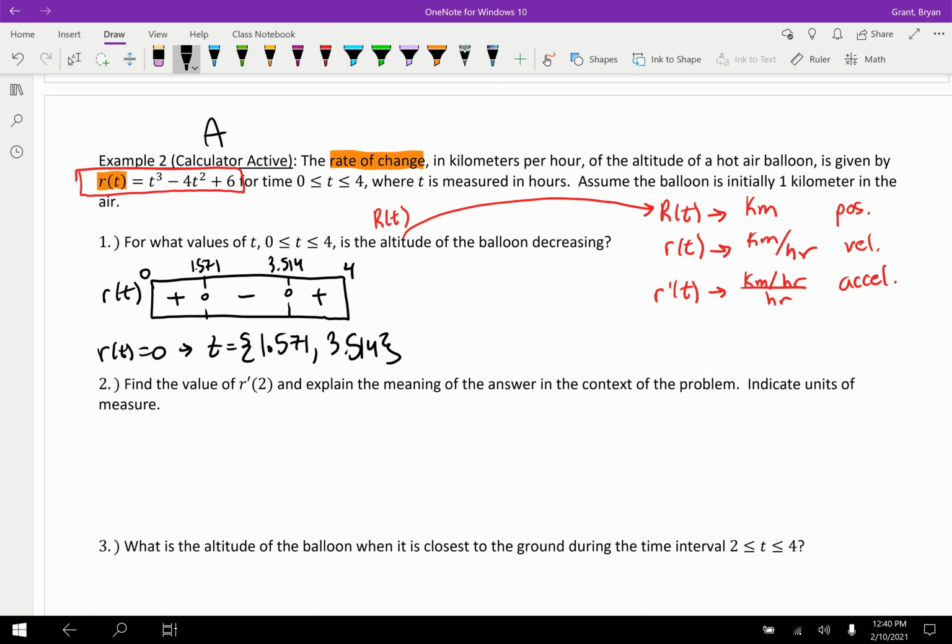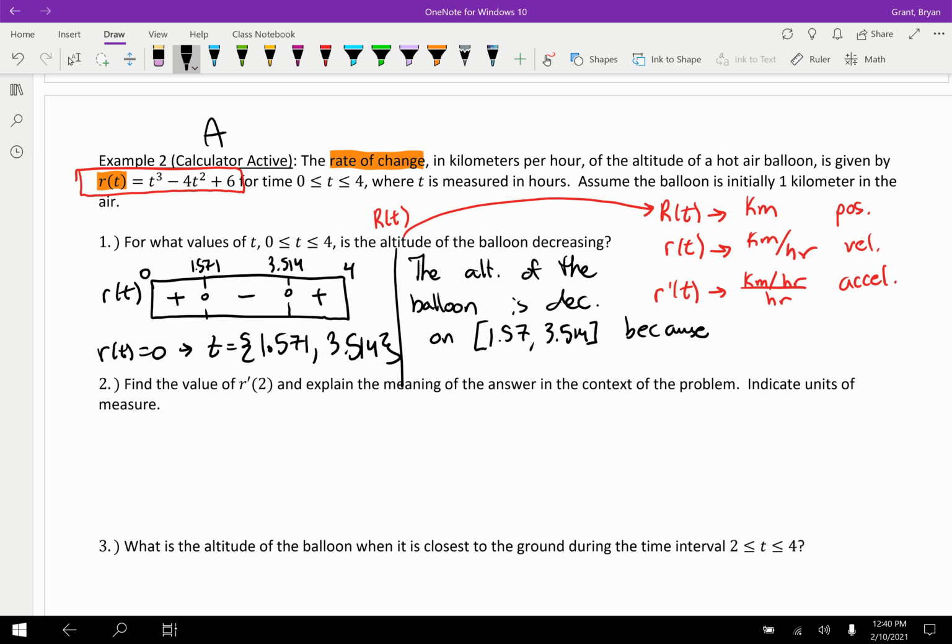We say something like, the altitude of the balloon is decreasing on, let's give that interval here, 1.571 to 3.514, because, and notice they didn't ask for a justification, so you probably could have left this off, but always a good idea to justify if it's just an extra couple words, because r of t is less than 0. R of t is negative, whatever sounds good to you. Just don't say because r of t is decreasing. Decreasing and negative are two different things.